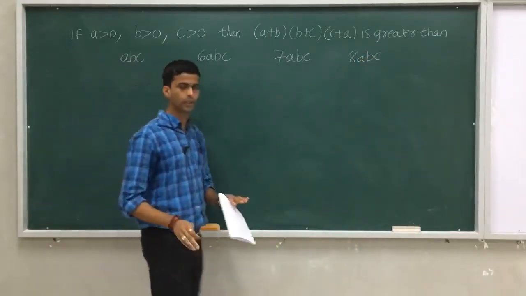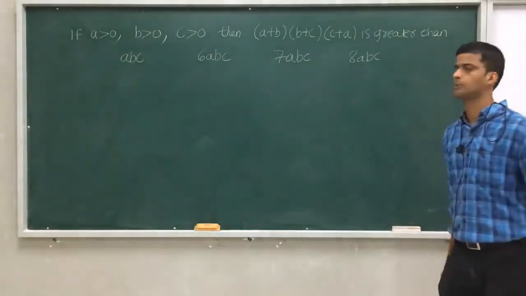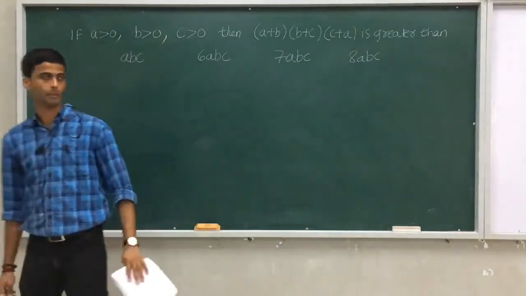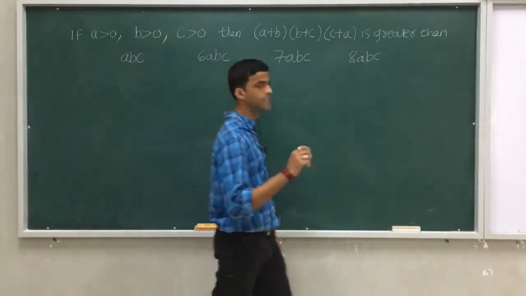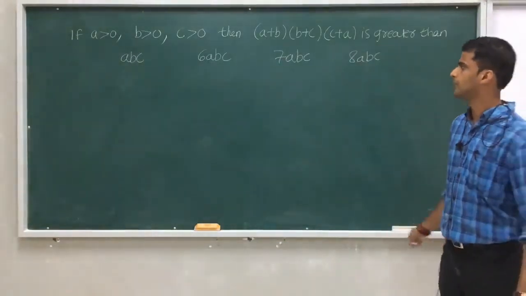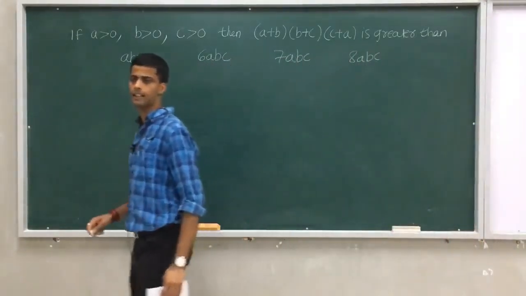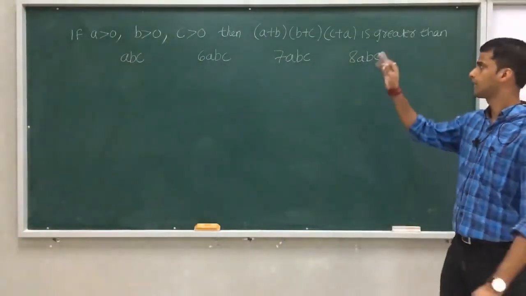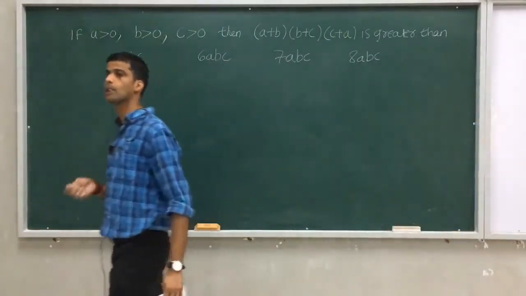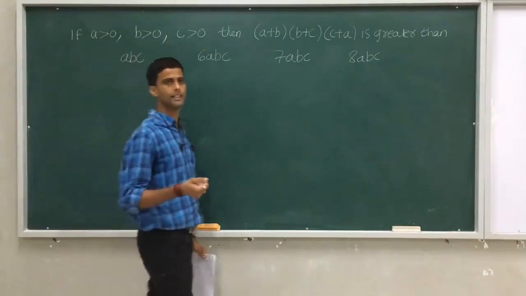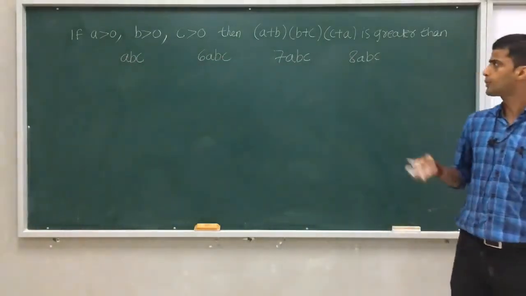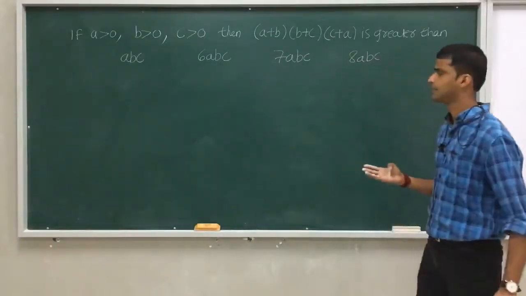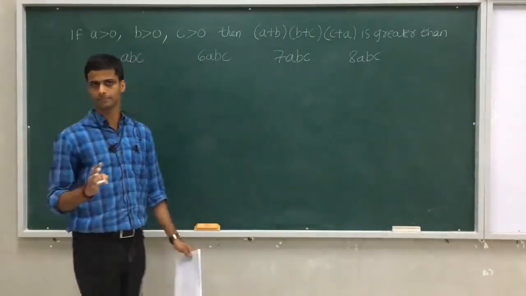If A is greater than 0, B is greater than 0, C is greater than 0, then how will you approach this problem? A plus B, B plus C, C plus A is greater than. We have solved almost the same criteria in the previous video. There is something different given. What is new in this question is that all three numbers A, B, C are positive. They have considered positive numbers. How do we tackle this? Which option will you vote for: ABC, 6, 7, 8? By looking at this, you can guess what the answer is.